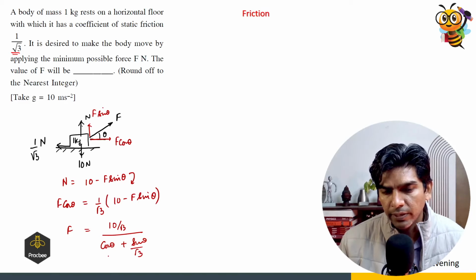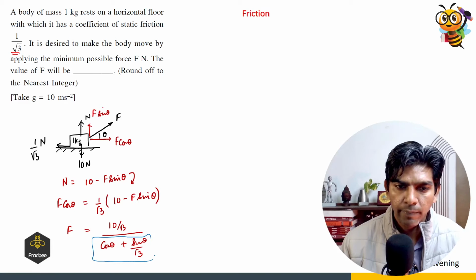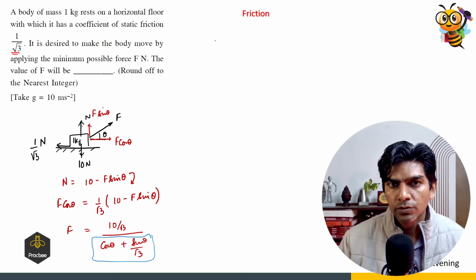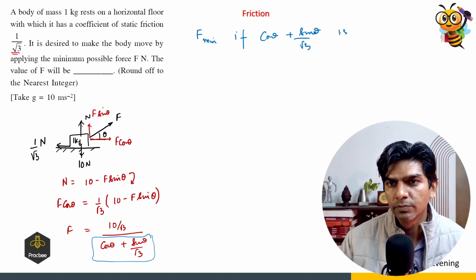Now in the denominator we have cos theta plus sin theta by root 3. So if we are able to find the maximum value of the denominator, it will give us the minimum value of the frictional force, or not frictional force, the applied force. So F will be minimum if cos theta plus sin theta by root 3 is maximum. So what is the maximum value of A cos theta plus B sin theta function? The maximum value is root of A square plus B square.